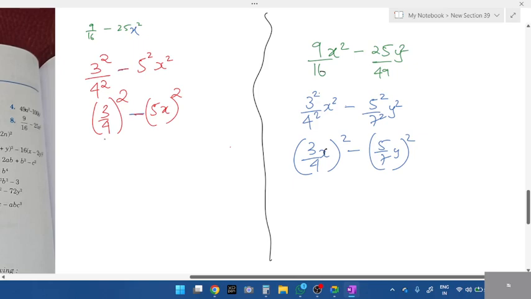Okay, even if it is a fraction, Alia, how many terms are there? Two terms. What do you consider this first term as? This is A, and this one is B. Isn't it in the form of A square minus B square? What is the formula for A square minus B square?